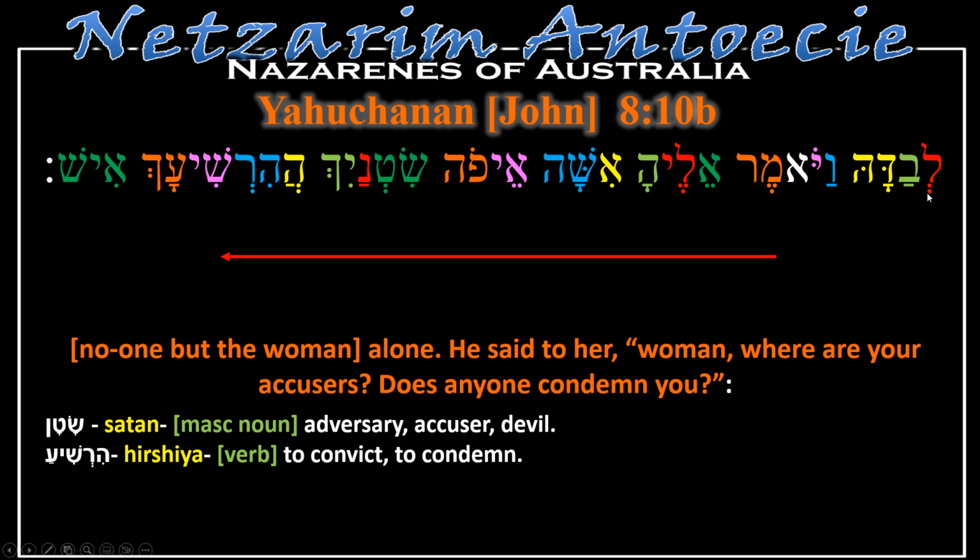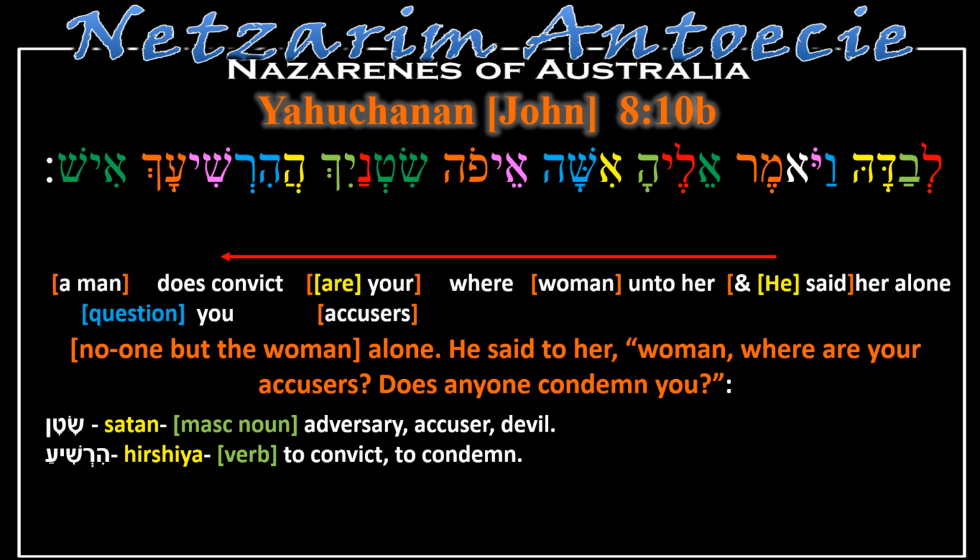And so now we can read that. Vayomer eleha, isha, ayei hem shoketayikh? Ha'lo hirshiakh ish? Her alone. And he said unto her, woman, where are your accusers? Does no man convict you?